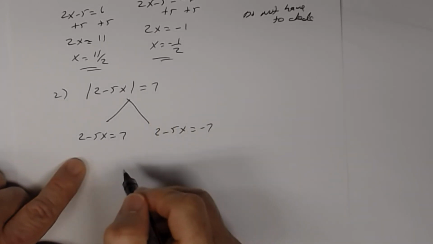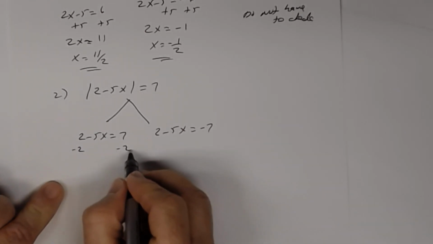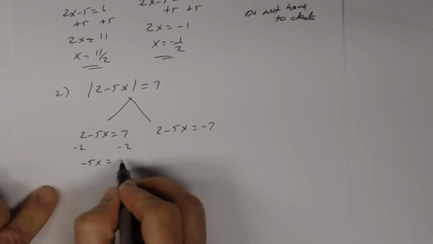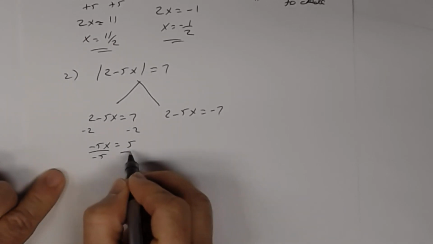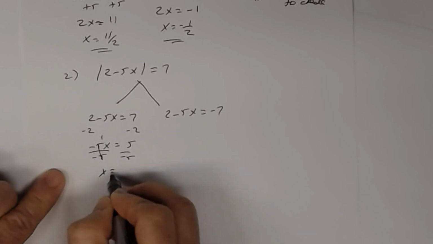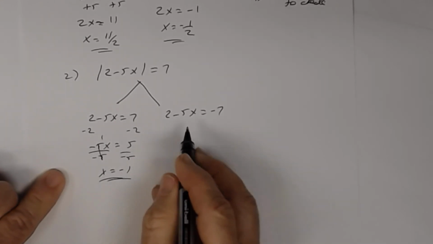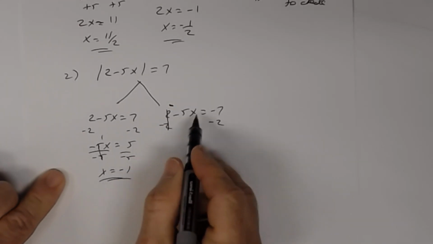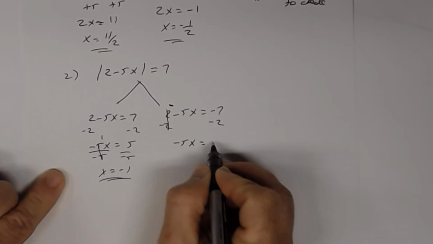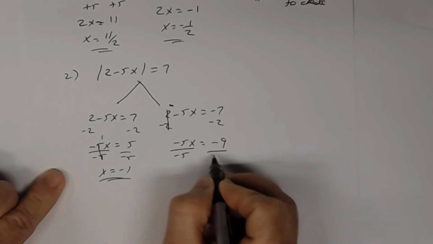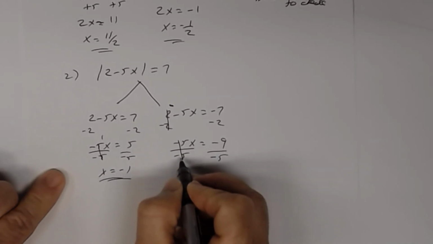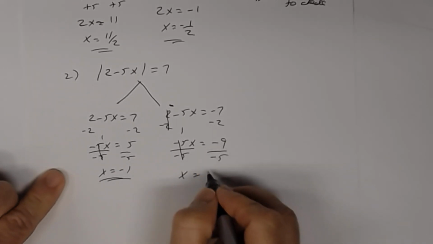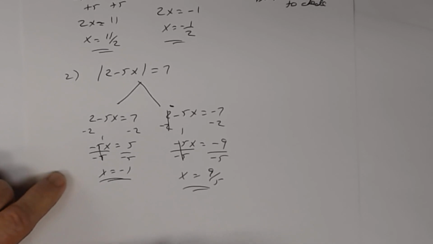And now you just solve each of those equations. I'm going to subtract 2 from both sides. 2 minus 2 is 0, so I get negative 5x equals 5. Divide both sides by negative 5, and I get x equals negative 1. Over here, subtract 2 from both sides. 2 minus 2 is 0, so I get negative 5x equals negative 9. Divide both sides by negative 5. Negative 5 divided by negative 5 is 1, so x equals a negative divided by a negative, which is a positive 9 fifths. So those are your solutions.